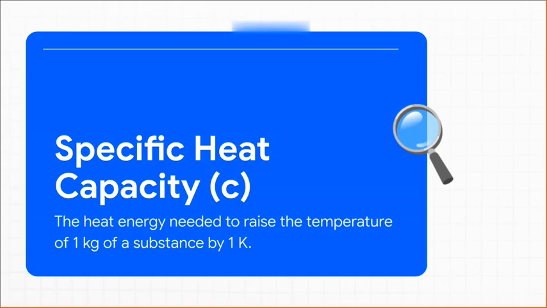So here's the official definition. Specific heat capacity is just the amount of energy, in joules, you have to put into 1 kilogram of a substance just to raise its temperature by 1 single degree. So let me put it another way. A substance with a high specific heat is really greedy. It needs to absorb a ton of energy before it starts to feel any warmer.